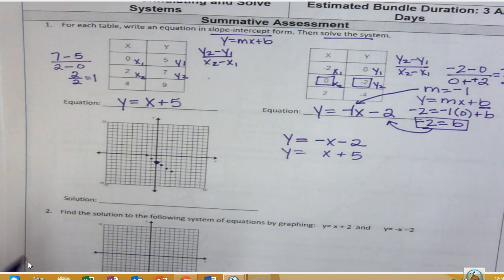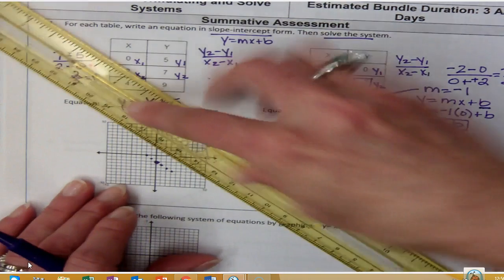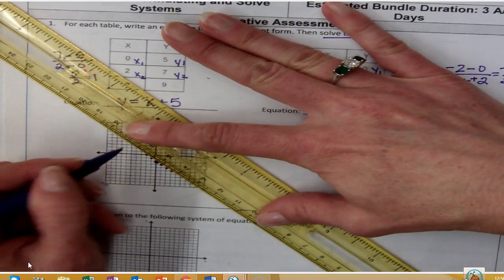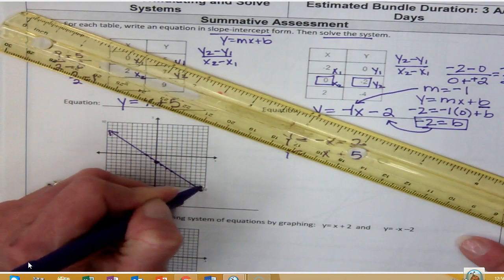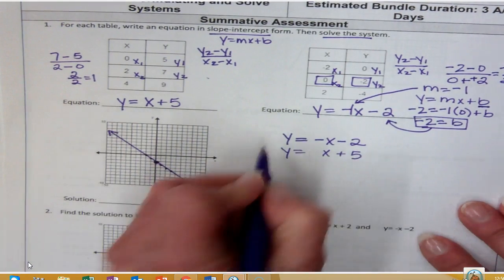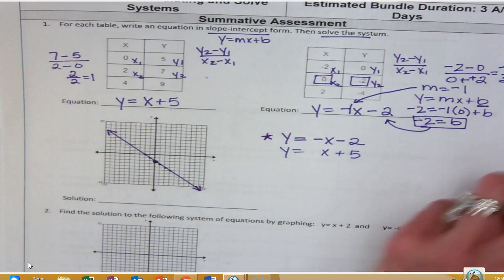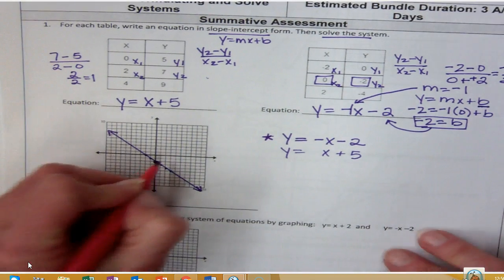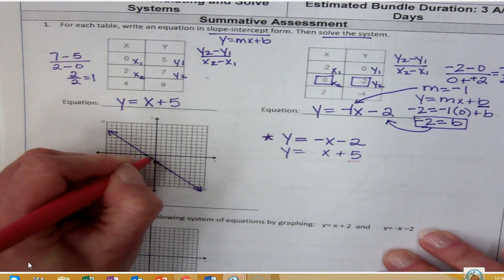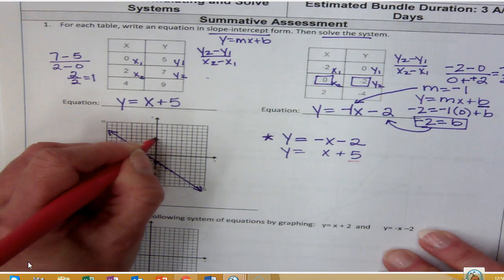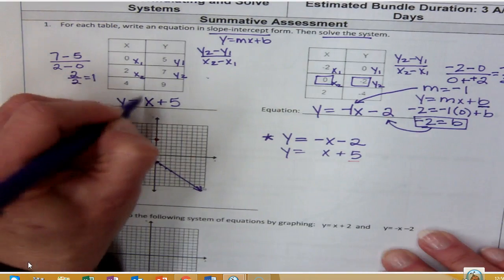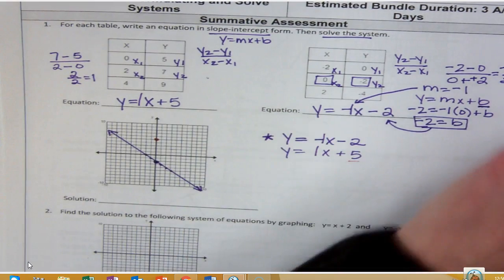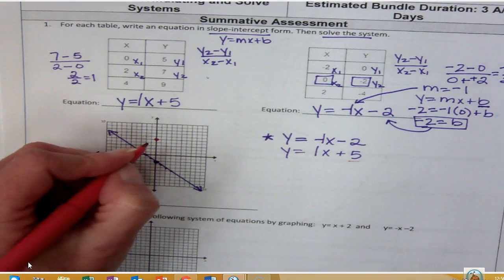Then I'm going to take my ruler. I don't have my favorite ruler, but here is my other ruler, and I'm going to graph it. So that is this one. Then I can do the same here, and I'm going to use 5 as my y-intercept. So up 5, 1, 2, 3, 4, 5. My slope is positive 1.